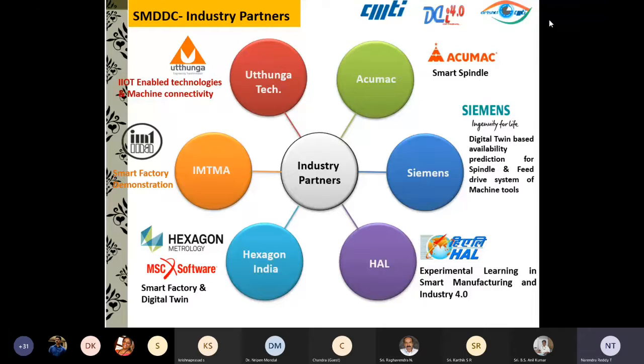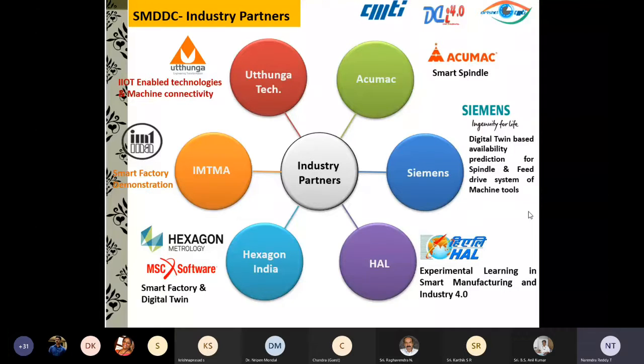And then with the Siemens R&D team, we are working on digital twin based availability prediction models for spindle and feed drive system. For those who want to work on digital twin, what I felt is that data is the key. All these AI and ML techniques are powerful only if you have valid data. In this Siemens project, mainly we are trying to create test rigs and collect the data and see how these AI and ML modules can be very effective in real time.